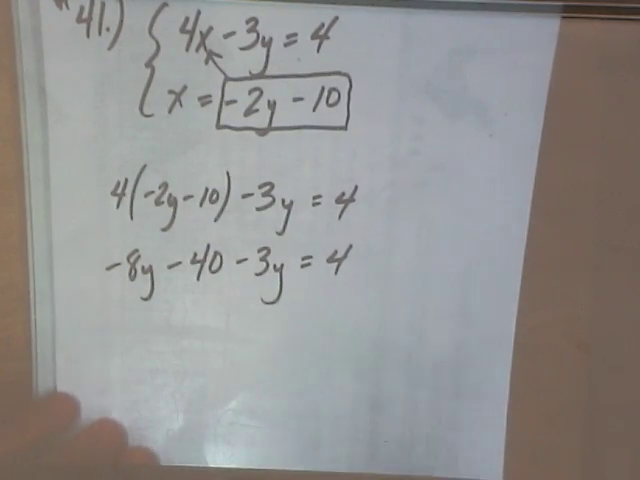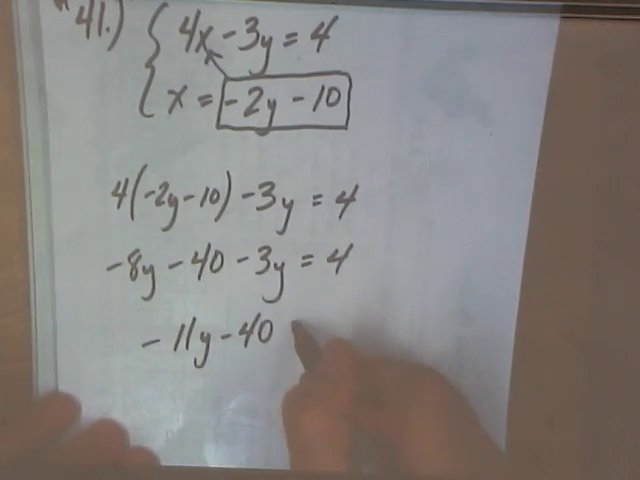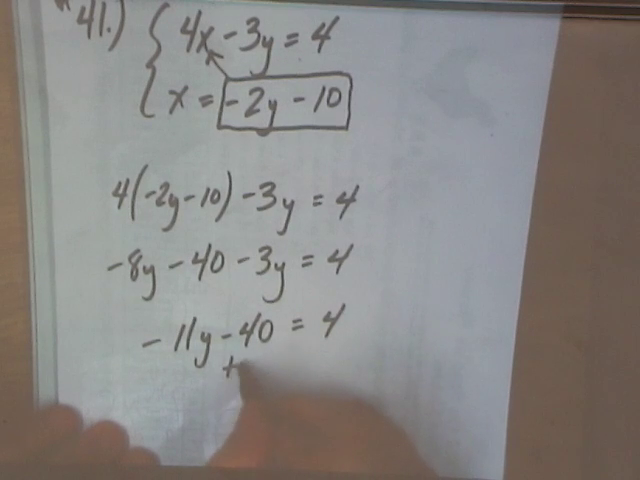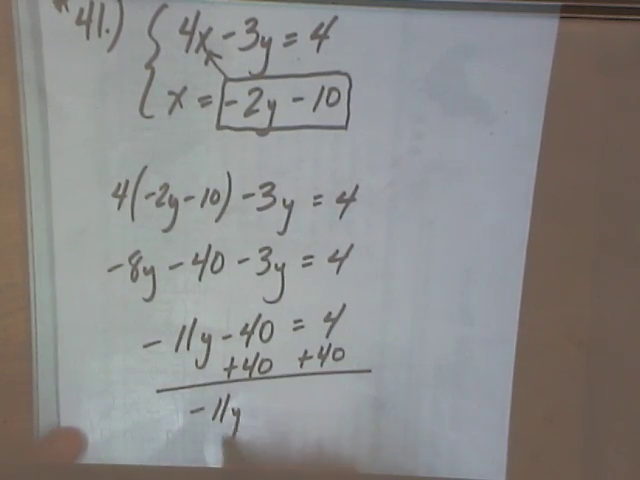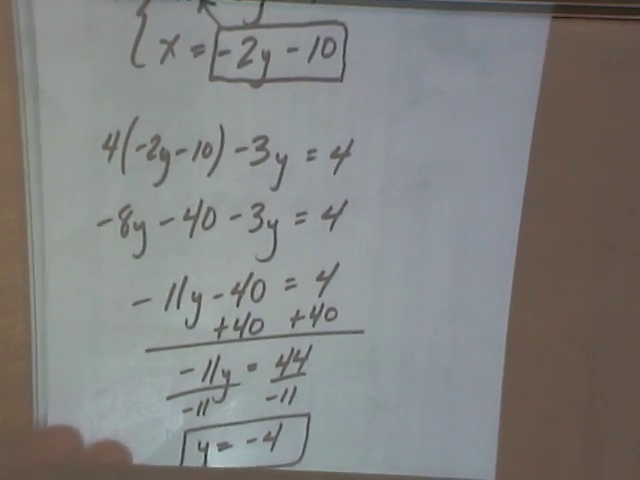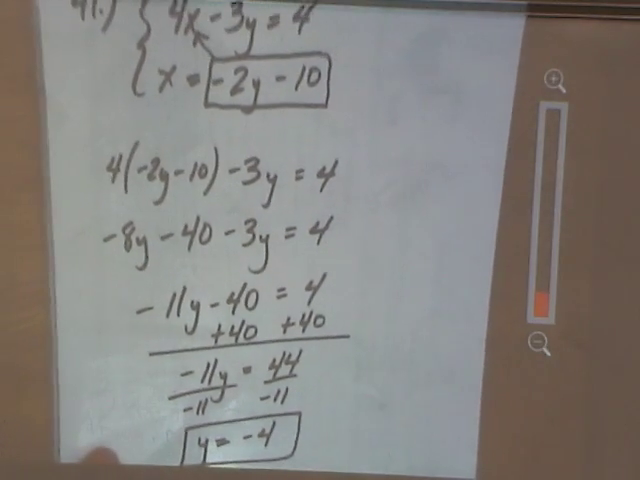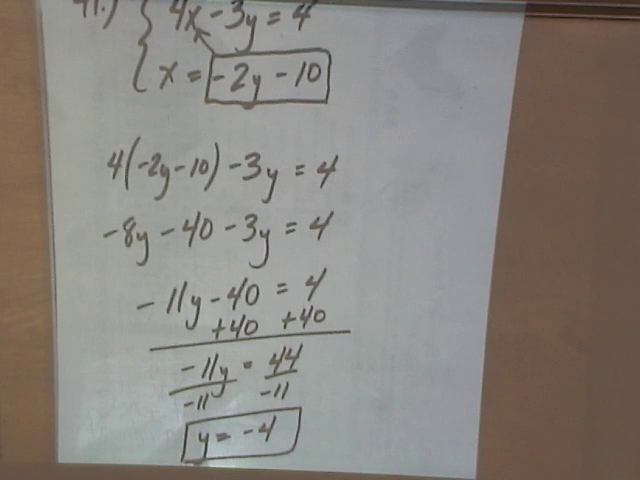Combine some like terms on the left, I get negative 11y. Add the 40 over. Negative 11y is equal to 44. And then divide by negative 11. Y is equal to negative 4. Questions?